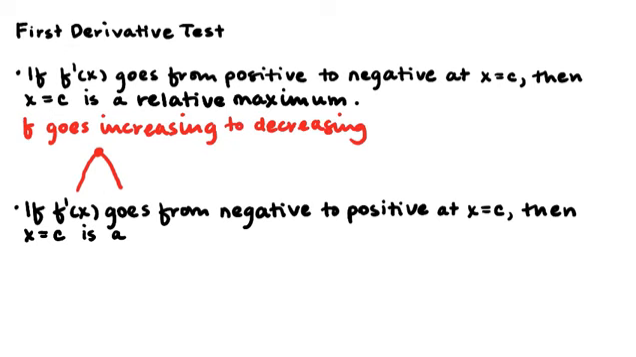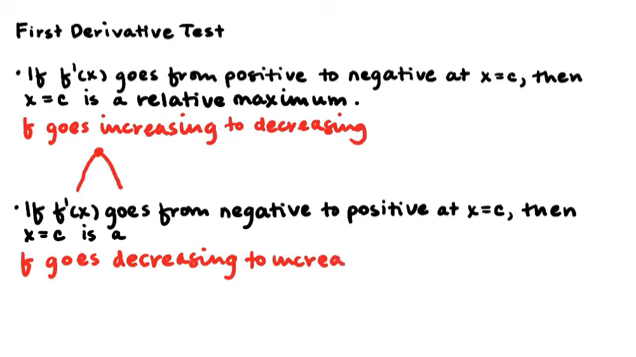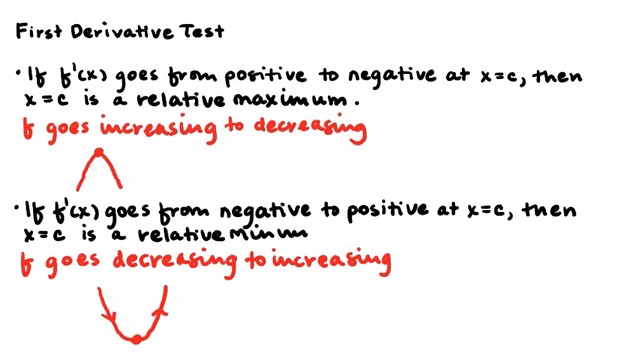Okay, and then if f prime of x goes from negative to positive, well, that's f going from decreasing to increasing. Decreasing, increasing. That is looking like a relative minimum. So I'll fill that in: x equals c is a relative minimum. I guess it's really best if I said it is a relative minimum on the graph of f, but I'll know what you mean.